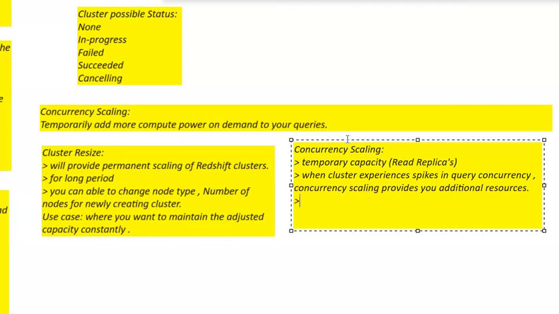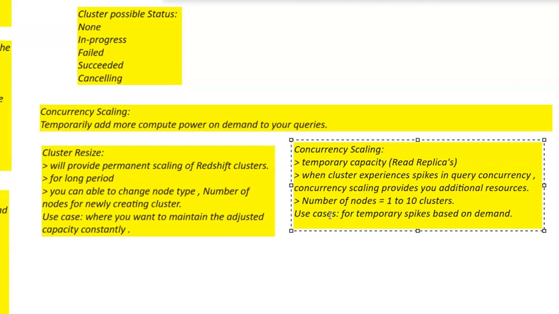So coming to this, in cluster resize we can change the node type and the number of nodes. But here we don't need to change the node type, because it temporarily provides however much capacity we want. But there will be a limitation on the number of nodes: it will be between 1 to 10 only. So you can create up to 10 clusters in this concurrency scaling.